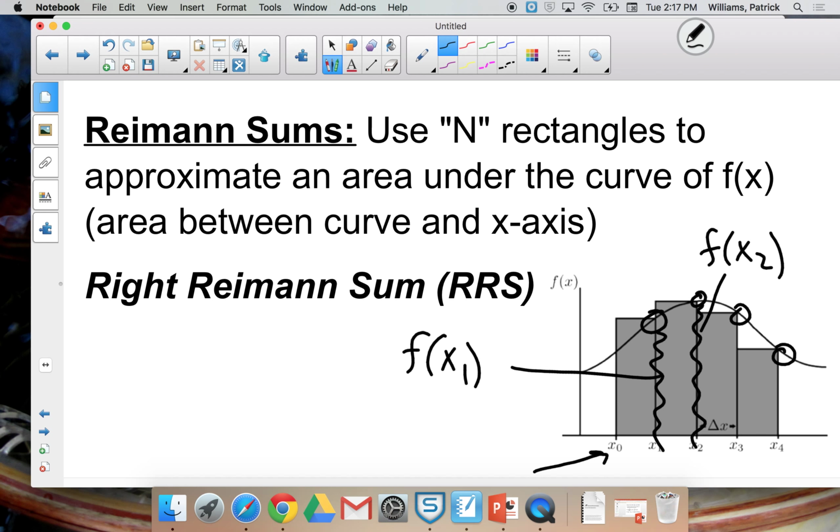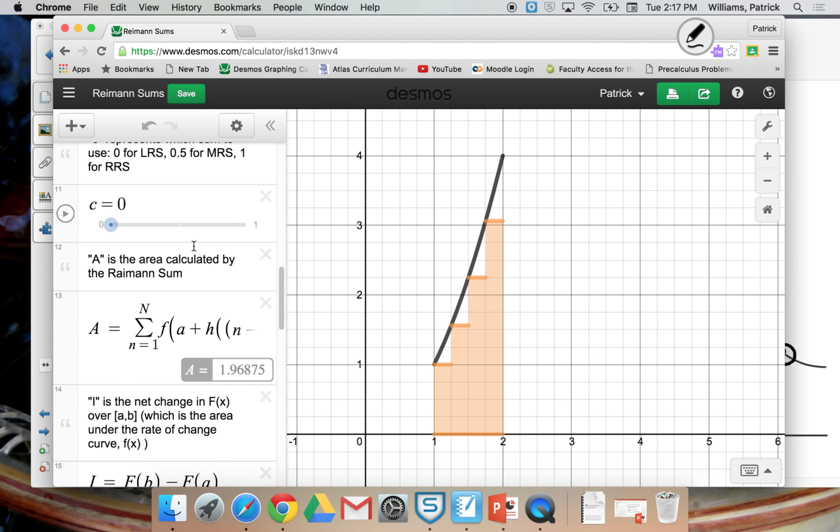So let's go back to the Desmos file and let's do that exact same calculation we just did, except instead of using a left Riemann sum, try using a right. So try to, again, use a right Riemann sum on the same function y equals x squared between x equals 1 and x equals 2 with 4 subdivisions. Try to do it with a right Riemann sum.